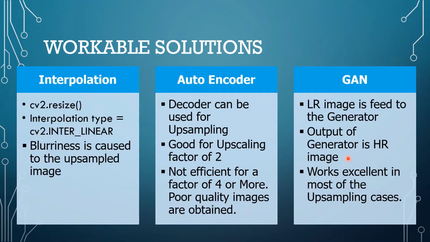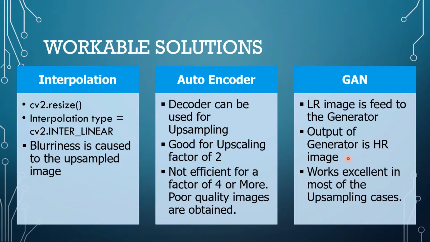Three possible solutions exist to this problem. First, using interpolation. Libraries like OpenCV have an inbuilt function for resizing images. If we try to upsample images using it, it uses the bilinear interpolation technique. This technique is very inefficient. It creates a lot of blurriness in the upsampled image.